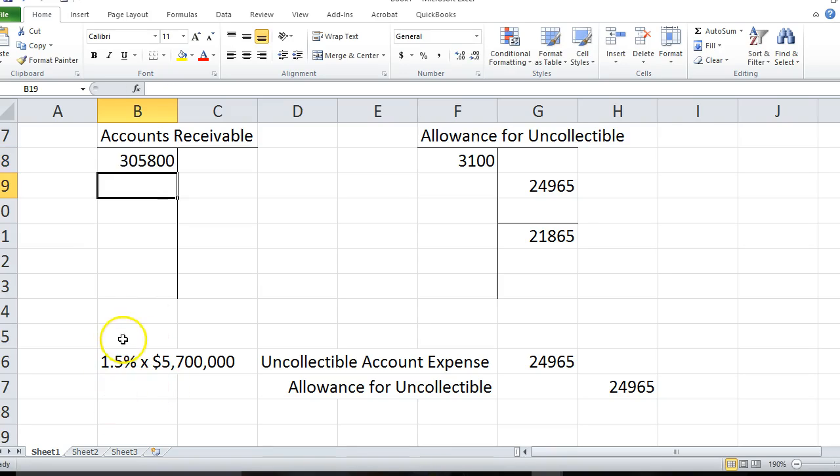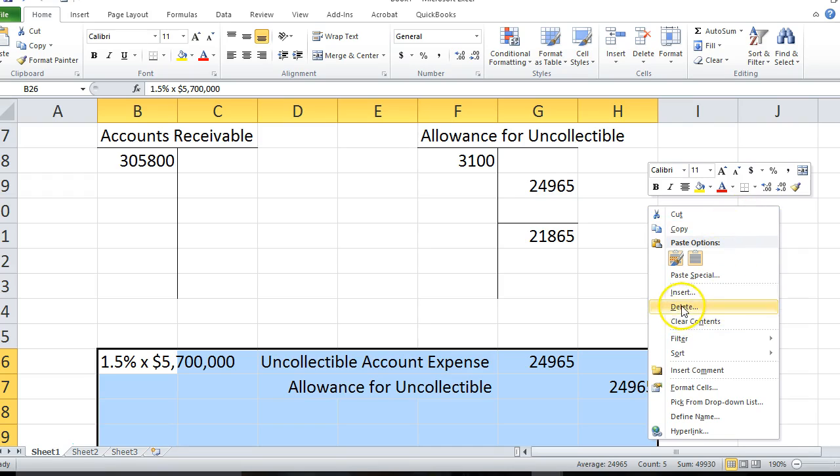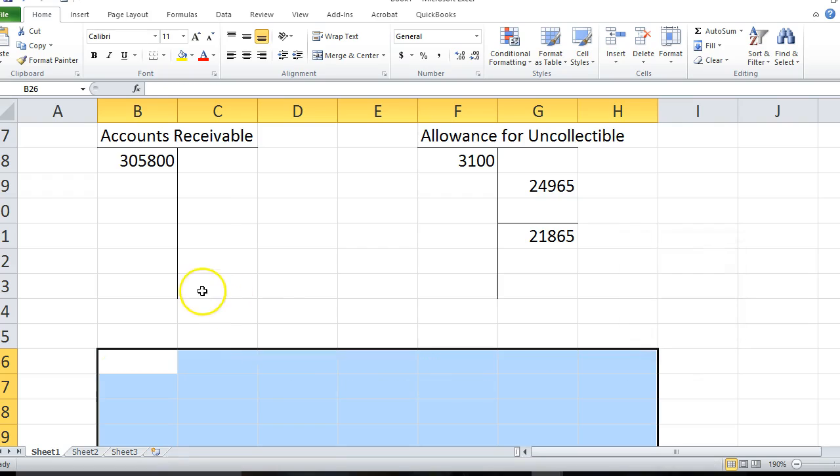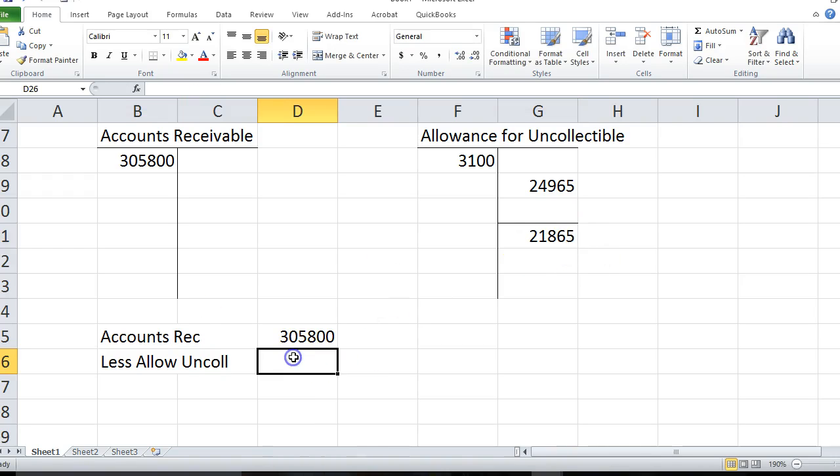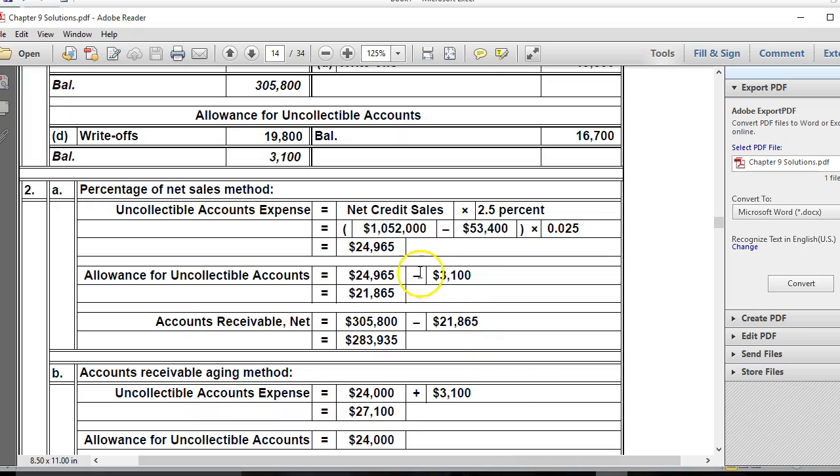Okay? So if you look at this balance sheet, accounts receivable of 3058 less allowance for uncollectibles of this 21,865, our net receivables would be the difference. $283,935. Does that make sense? Yes? No? Speak to me. Okay? So that's how we're coming up with our $283,935 as the net amount.